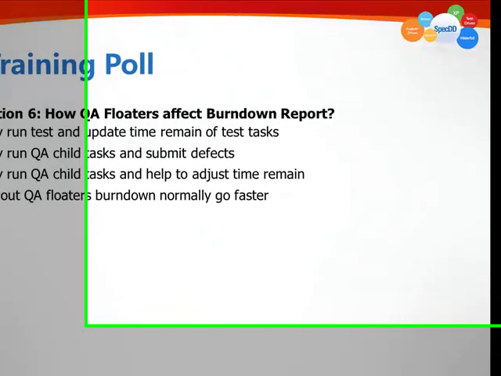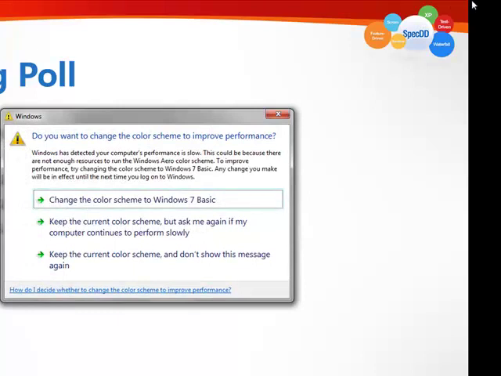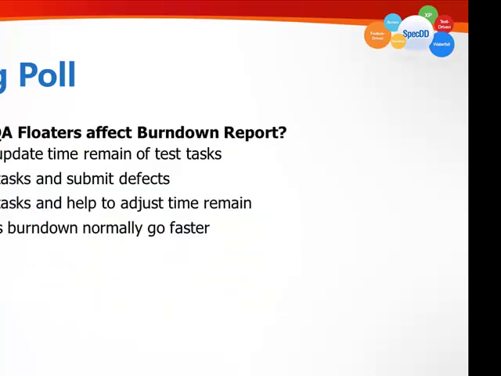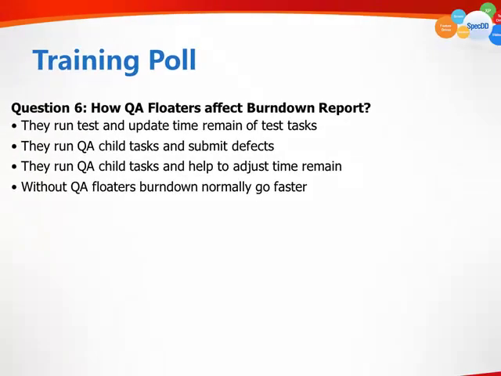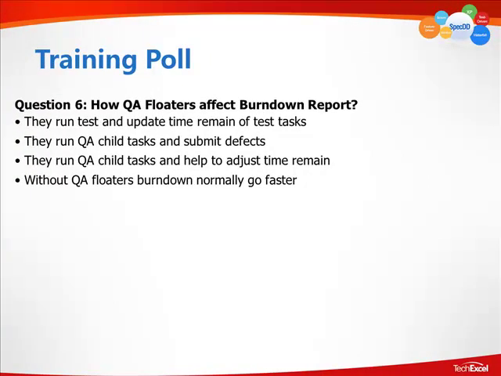And number 4, without QA floaters, the burn down normally goes faster. That is also true. So if the QA floaters are not there, then developers, they shouldn't, but many may, since they don't have somebody looking over their back and checking their every step, may just write the code and send it off without double checking, without verifying certain items. So that actually does affect the burn down report, making it go down faster.